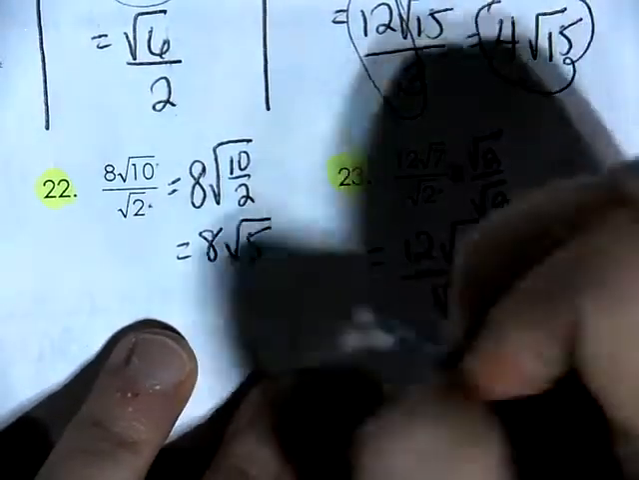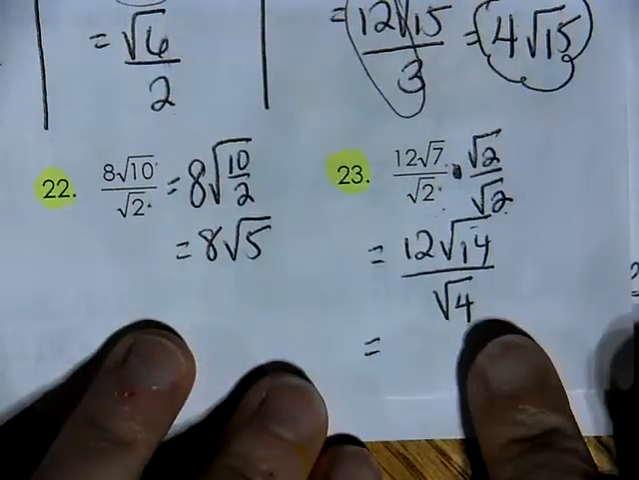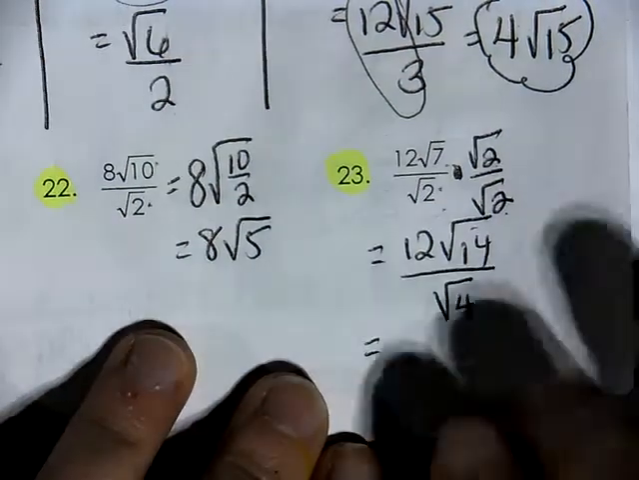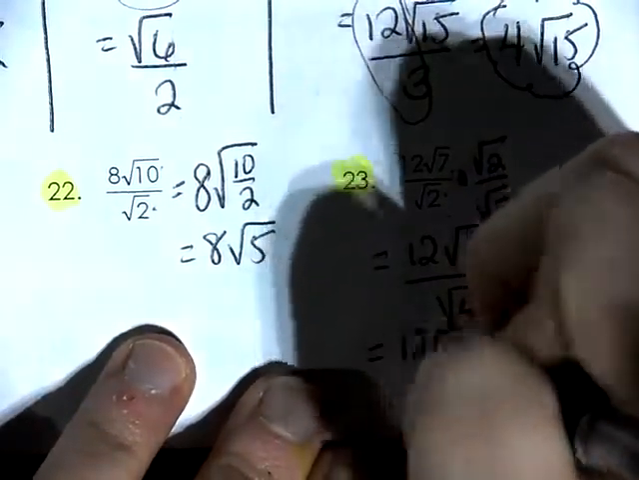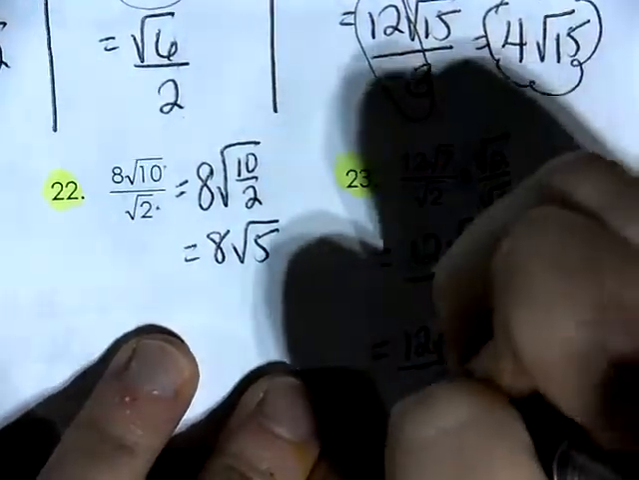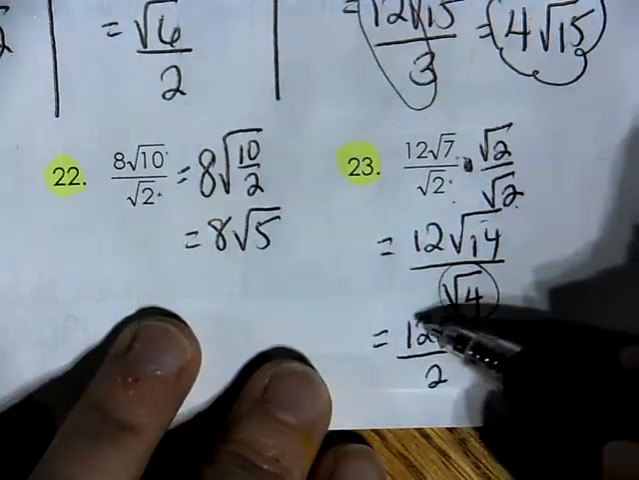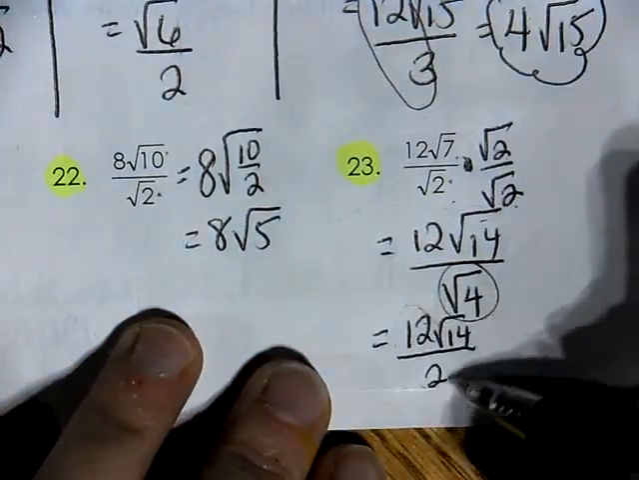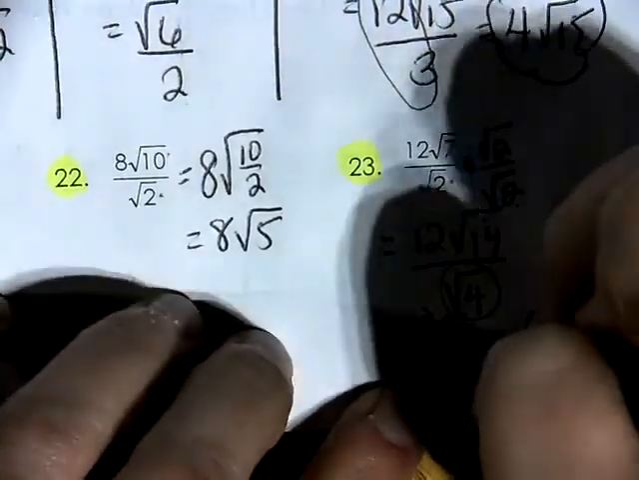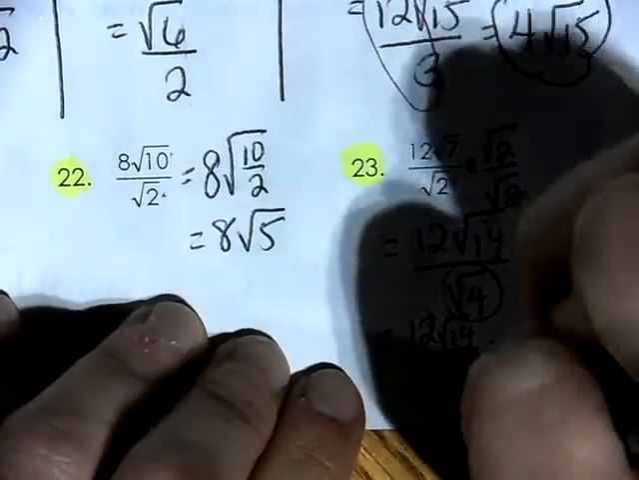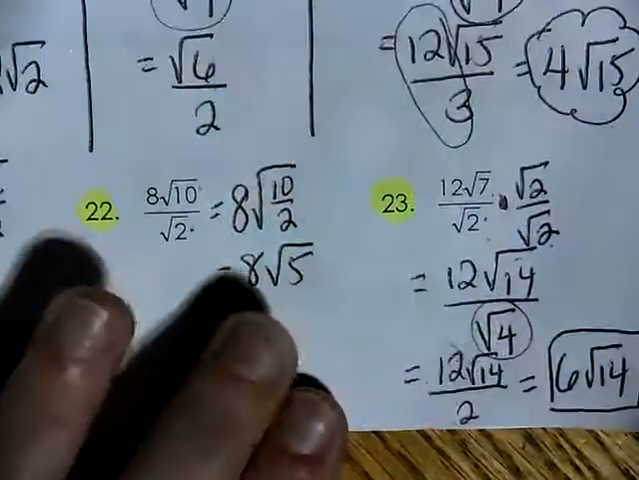I know 14 I can't simplify because 4 can't go into it, 9 can't go into it, 25 can't go into it, so I'm just going to leave it just like that. 12 times the square root of 14, and the square root of 4 is 2. Look at here, 12 and 2 are outside of the radicals, and they are related to each other. 12 divided by 2 is 6, so our answer is 6 times the square root of 14.